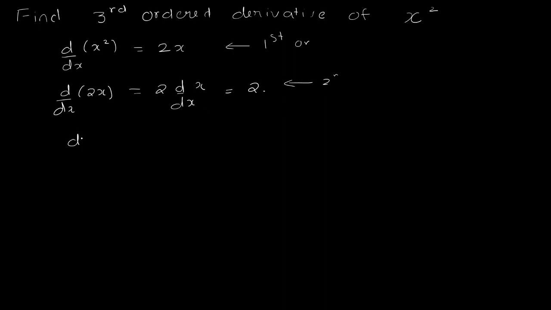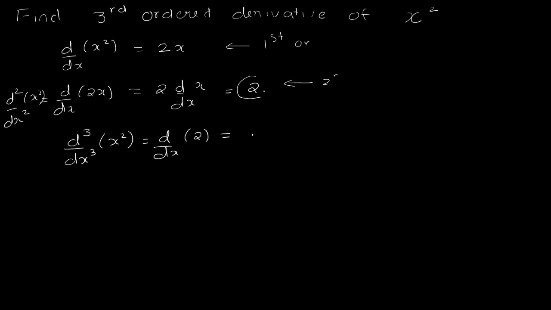Now you have to find one more. So this is basically d square by dx square of x square. Now you have to find d cube by dx cube of x square, and that will be the derivative of this. So d by dx of 2, and that is 0. So this becomes my third order derivative. Okay, so this is how we find the derivatives.